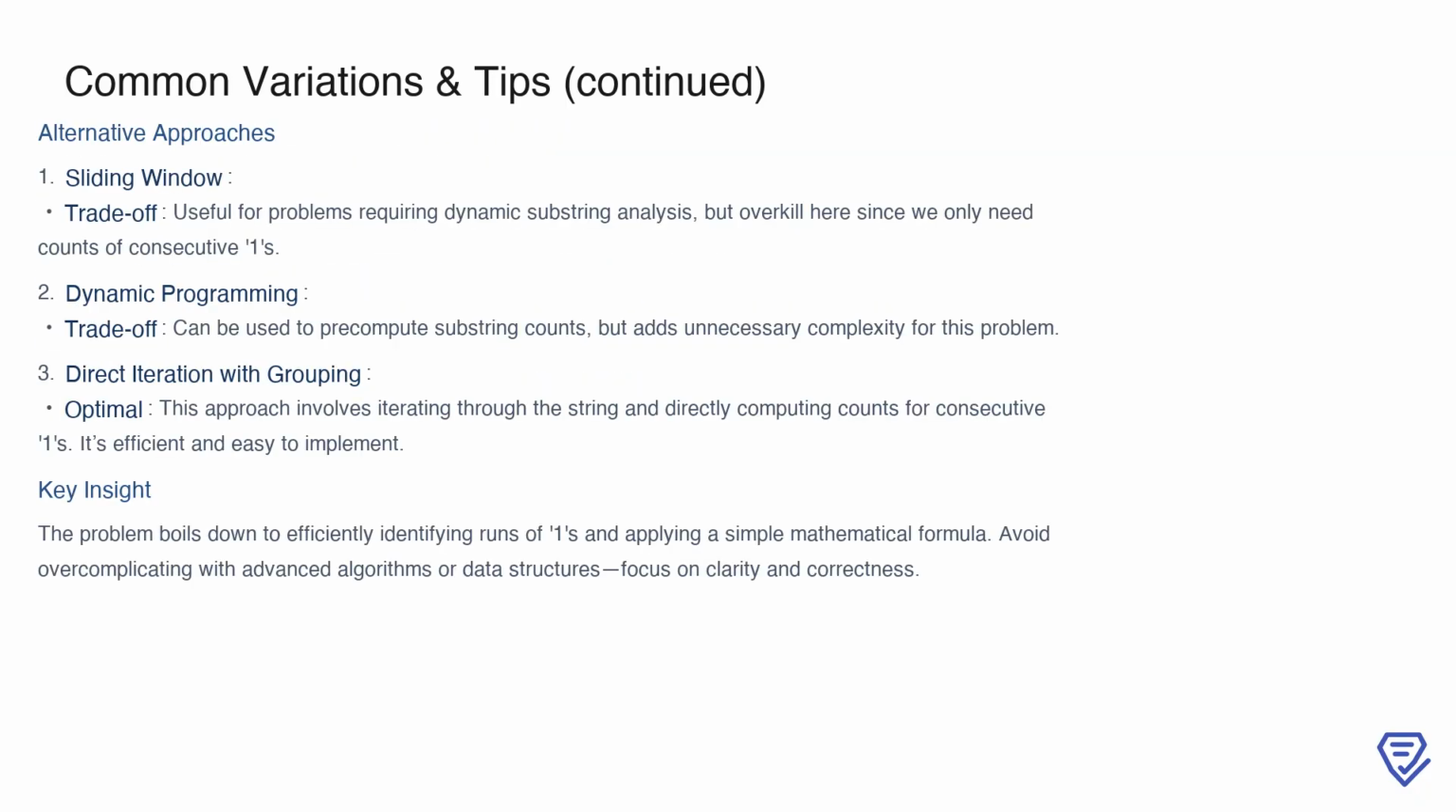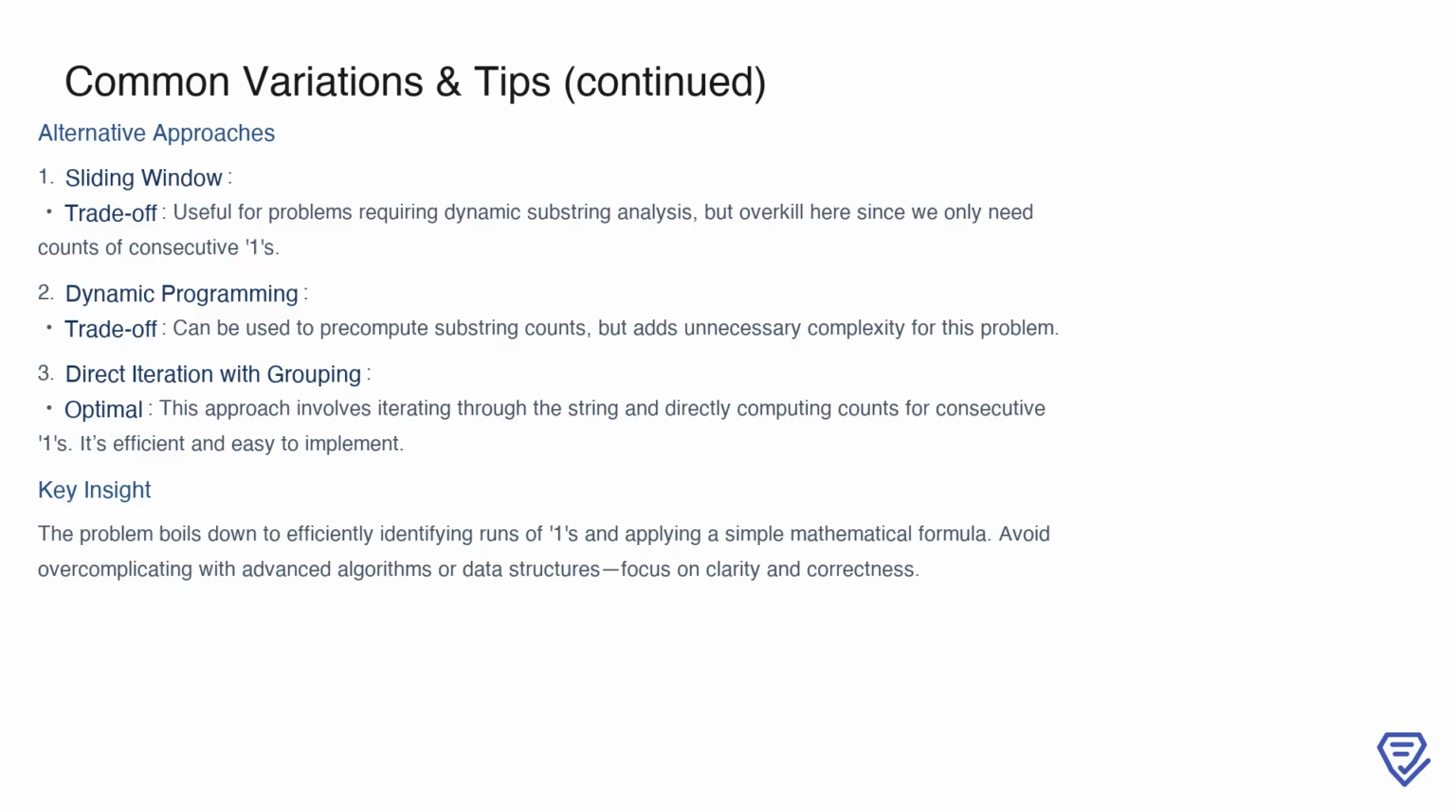When considering alternative approaches, a sliding window method might come to mind, as it's often used for dynamic substring analysis. However, in this problem, it's unnecessary and can add extra complexity. Similarly, dynamic programming could be used to pre-compute substring counts, but again, this is overcomplicating what is essentially a straightforward task. The optimal strategy is direct iteration with grouping. Simply iterate through the string, compute the lengths of consecutive ones, and apply the formula directly. This approach is both efficient and easy to implement.